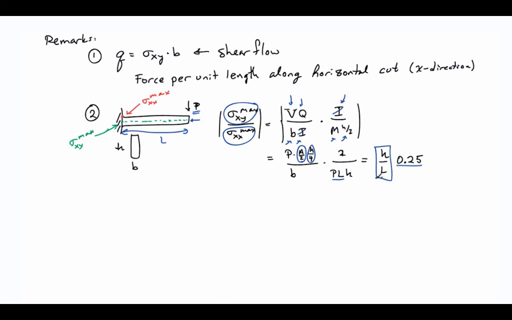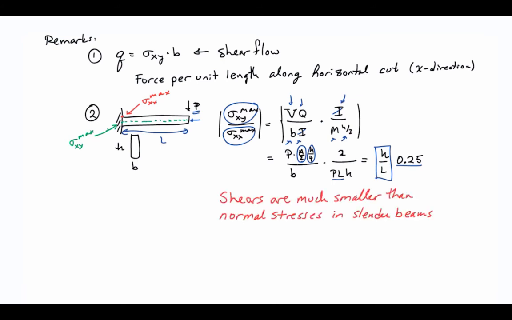So h over L should be a small number if I have a slender beam. And so you'll notice that the ratio of the shear stress to the bending stress is actually a small number. Anytime you have a slender beam, you'll have this dominance of the bending stresses over the shear stresses. This is one reason why often when people think about bending and talk about bending, they never mention the shears in the problems.